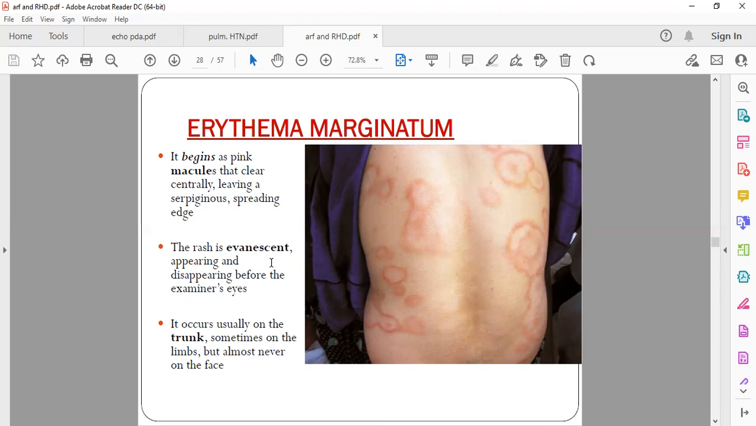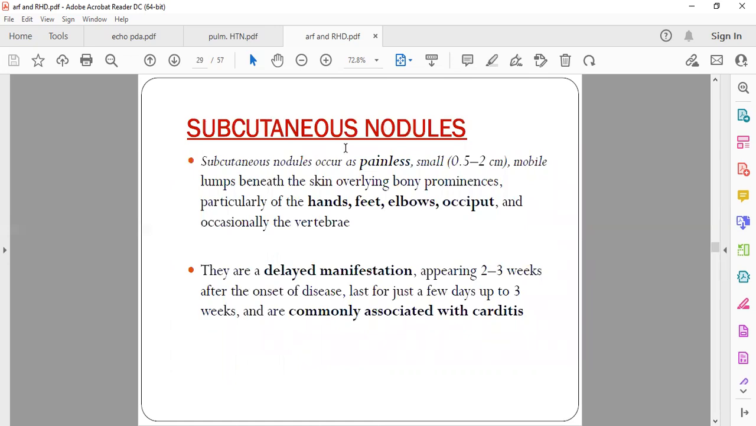What do you mean by that? When you keep watching the patient, this rash appears and disappears in front of the examiner's eyes. Mostly this rash is seen over the trunk, and it is not commonly present around the limbs. Subcutaneous nodules are another major manifestation of rheumatic fever.